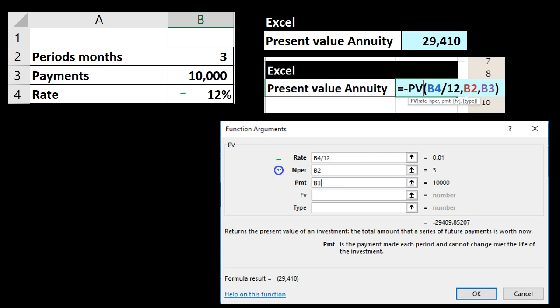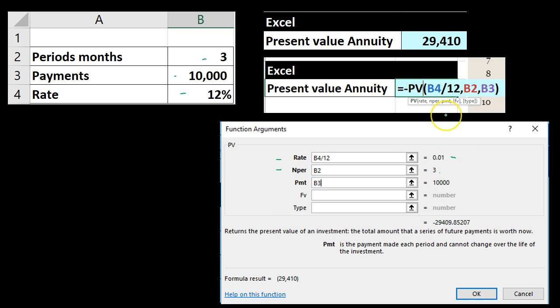And then we'll take a look at the number of periods, that being 3 in terms of months. Although it doesn't say it here, it will be in terms of months because it lines up to the monthly interest rate. And then we'll have the payment, which is going to be in B3. That'll be the 10,000. So then if we calculate that out, it comes out to the 29,409 once again.